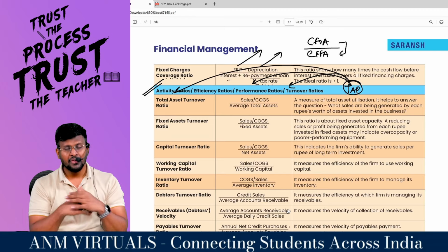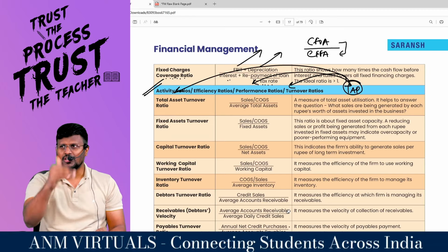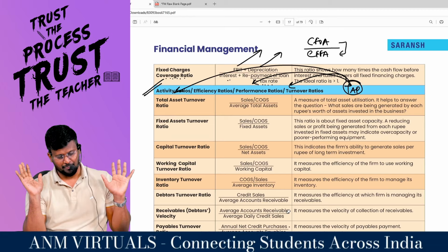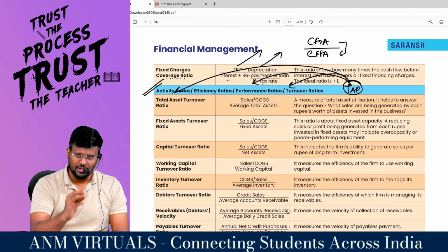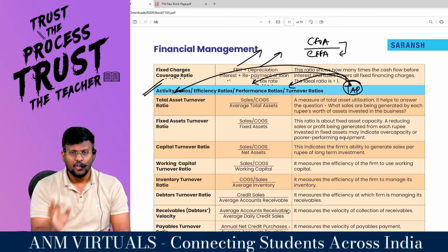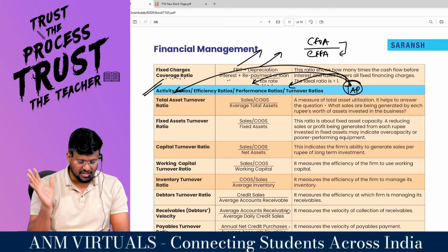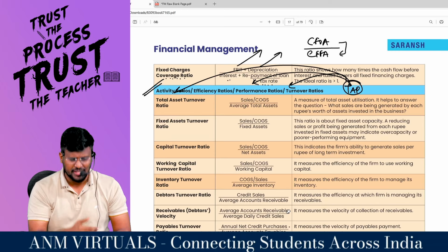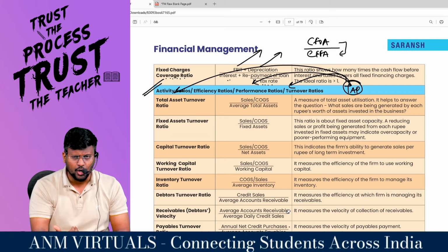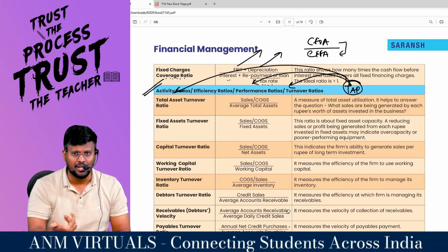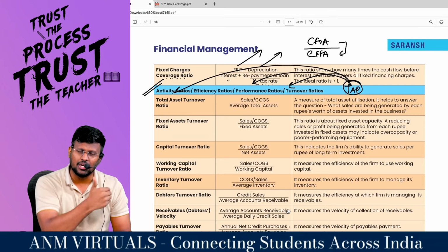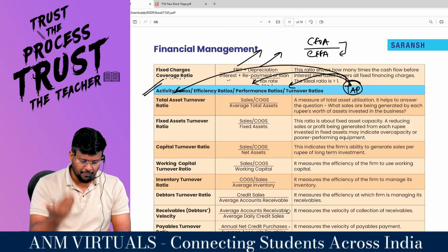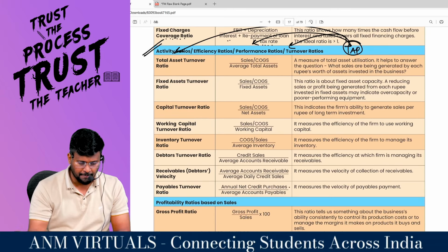So what is the one line summary? Turnover ratio means turnover divided by that particular item. For example, total asset turnover ratio: sales divided by total asset. Fixed asset turnover ratio: sales divided by fixed asset. Capital turnover ratio: sales divided by capital. Working capital turnover ratio: sales divided by working capital. Inventory turnover ratio: instead of sales, take the COGS, cost of goods sold divided by the particular item.